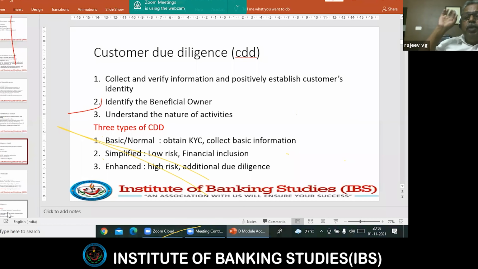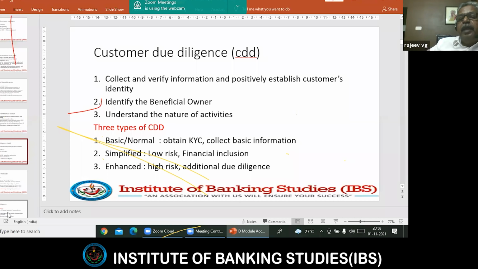So customer due diligence means to identify the customer. If it is an individual, okay. If it is a firm, and individuals are there, then the identity of all these individuals. And if it is a firm, who is the beneficial owner? Who is the major person behind the show? Then, to understand the nature of activities, after opening the accounts you monitor them to understand the nature of these activities. So that also comes under CDD. It does not stop after opening the account; it is an ongoing basis.